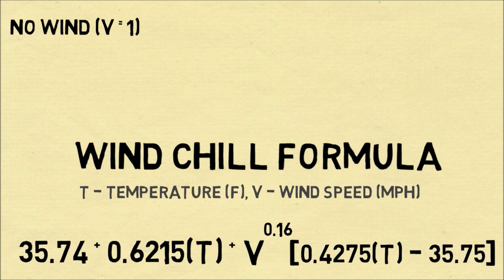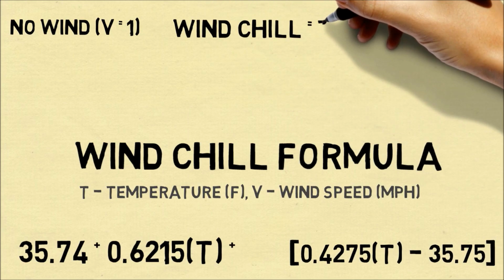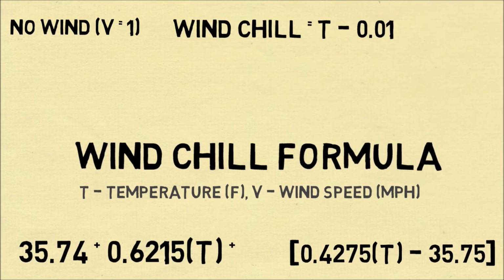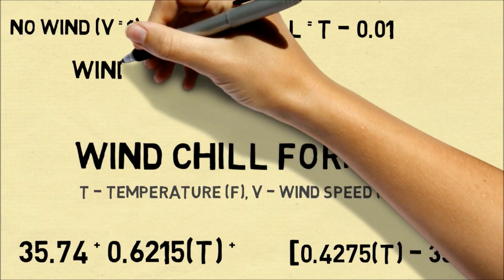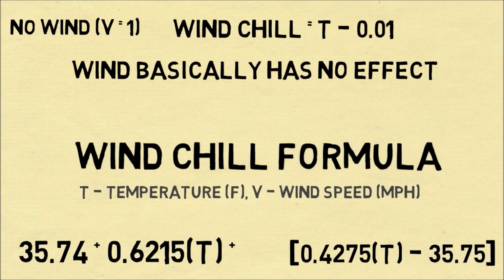So imagine at first there's very little wind, the wind speed is 1. So basically that term of V to the 0.16 will vanish, and when you collect the terms, you end up with the wind chill is equal to the temperature minus 0.01. So what that means is when there's no wind, the wind basically has no effect. So the wind chill, it's going to feel like what the air temperature is.